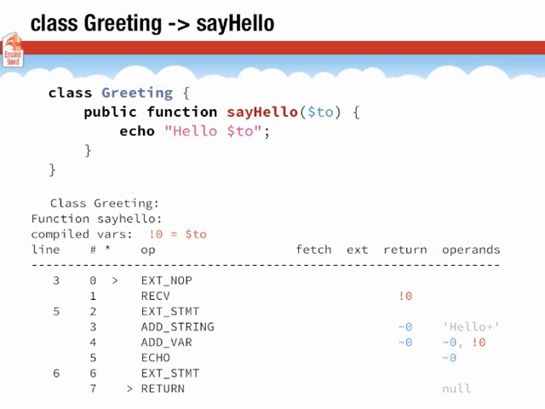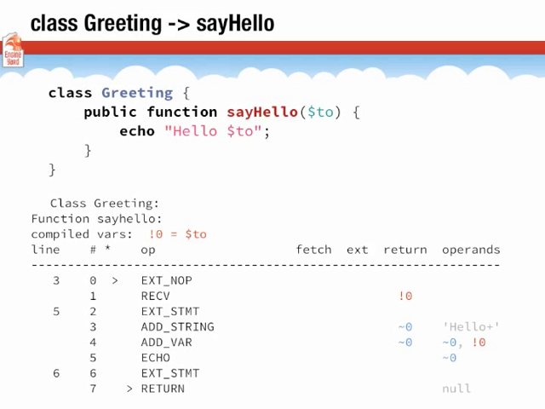Let's start by dumping the opcodes for our sayHello method. You should note that we have a compiled variable, !0, which represents the $name variable in our code. So let's walk through the opcodes. First, we have a RECV. This is where the function receives the parameter and it is assigned to the !0 compiled variable.